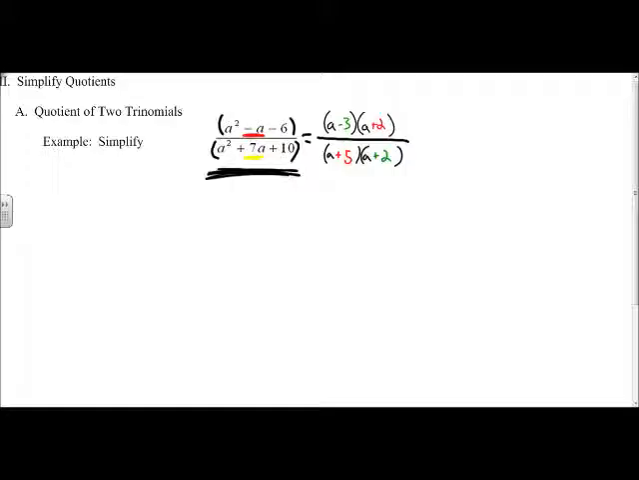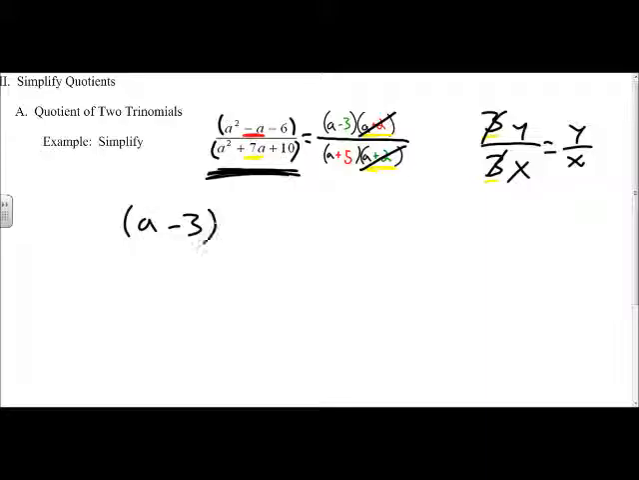In each of these cases, we can recognize that there is an a plus 2 and an a plus 2. Now, if we had a fraction like 3y over 3x, we would notice that both have a 3, so we can divide that out, get rid of the 3's, and we just have y over x. Similarly, if these have the same factors, we can divide them out, get rid of the a plus 2, in which case we're left with a minus 3 as our numerator, and our denominator is a plus 5. And that would be how to simplify the quotient of two trinomials.